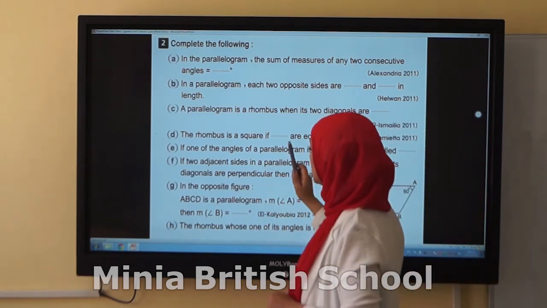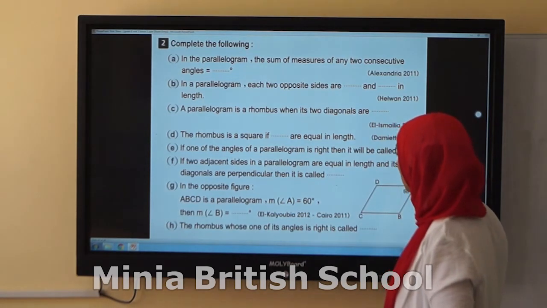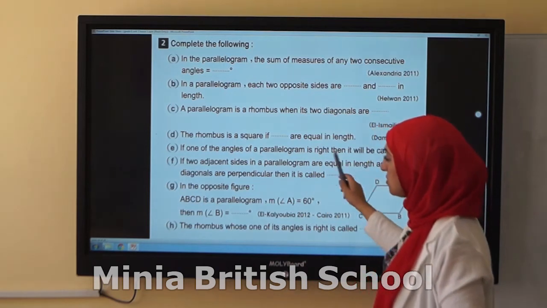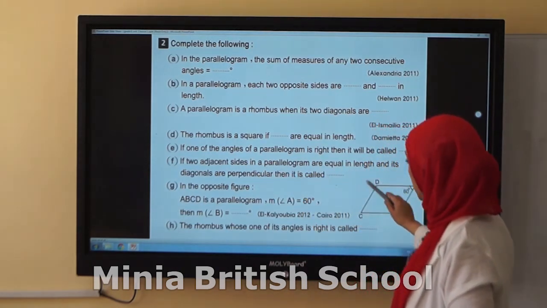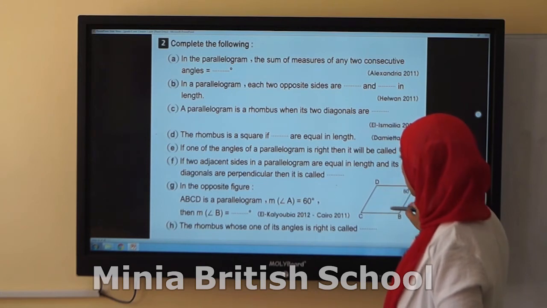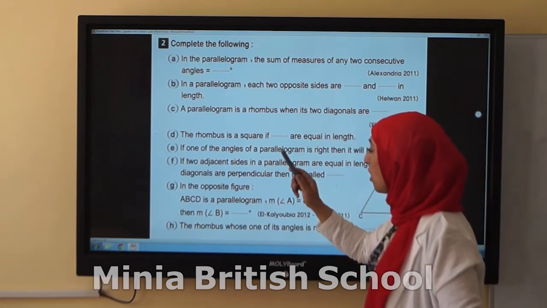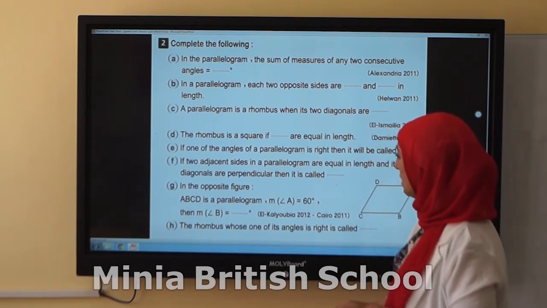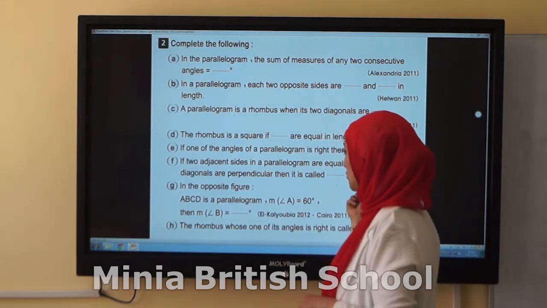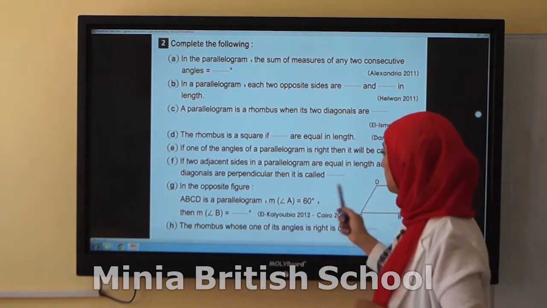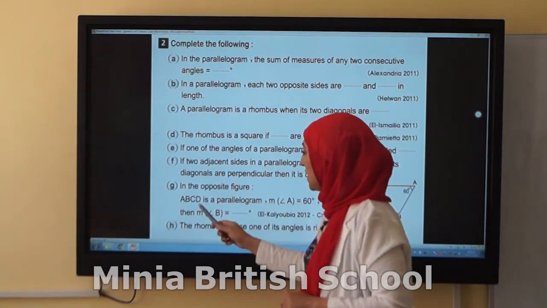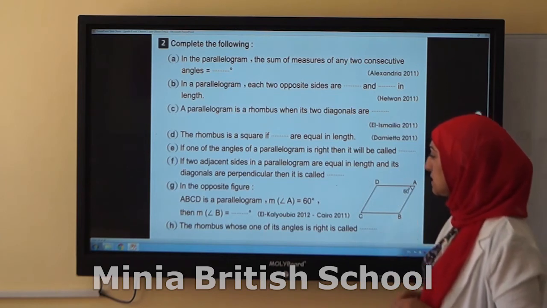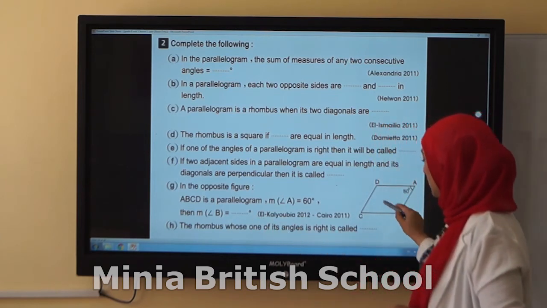Here, if two adjacent sides in a parallelogram are equal in length and its diagonals are perpendicular, then it is called a rhombus. And also in the square it's the same. In the opposite figure, ABCD is a parallelogram. Measure of angle A equals 60 degrees. Then measure of angle B equals what?